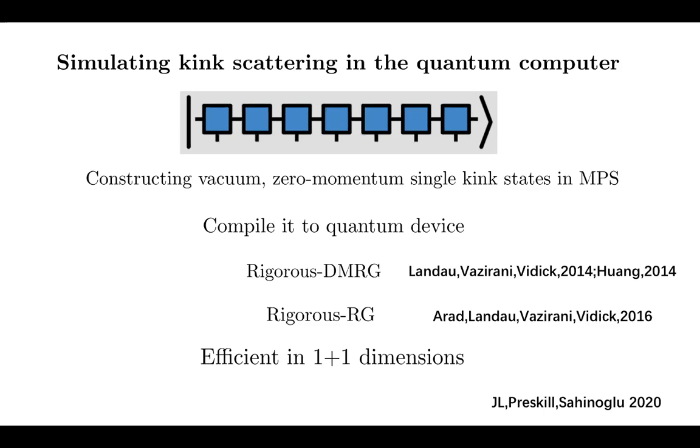So the rigorous RG could be efficiently simulating the zero momentum kink, and rigorous DMRG could find the vacuum state efficiently. There are some interesting literatures you might check, but actually we designed an algorithm which is beyond what they did. Because what they did does not consider the local Hilbert space dimension. They assume that it is a constant. But in our case, it is not really a constant.